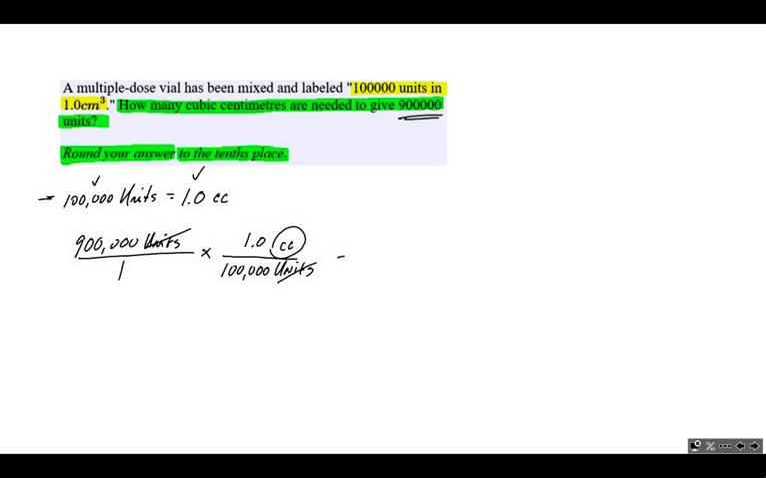We can just do the multiplication now. 900,000 times 1 is going to give us 900,000 in our numerator. 1 times 100,000 is going to give us 100,000 in our denominator. And pretty easy math here. 900,000 over 100,000 is just 9. We're left with cc's here as our unit, so 9 cc's. So that is our answer. In order to give 900,000 units of medication, if there are 100,000 in every cubic centimeter, we need to give 9 cubic centimeters. I hope this is helpful.